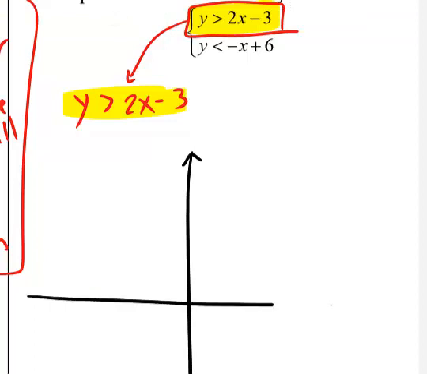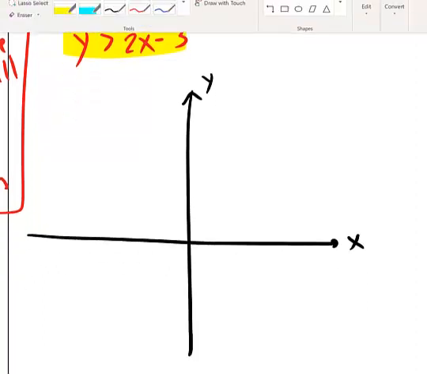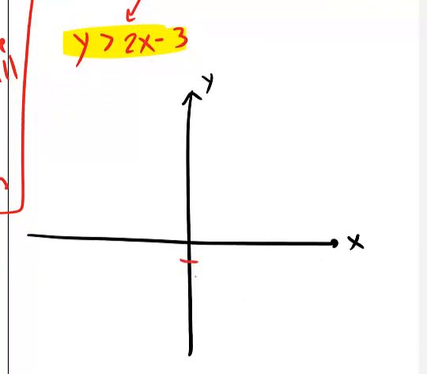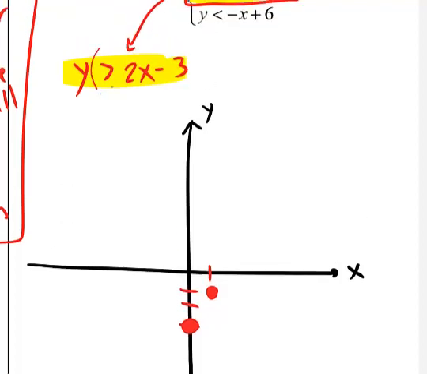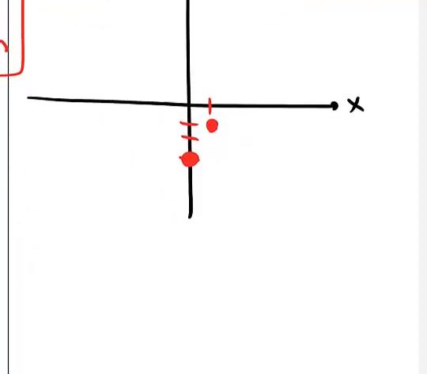Let me get the xy coordinate system going here. There it is. I'm going to start with -3 as the y-intercept, somewhere around there. And the slope is 2, so I'll think of it as 2 over 1. I'm rising 2 and running 1, so I'd be somewhere around here. This is a strict greater than. There's no or equal to, so this will be a dashed line.